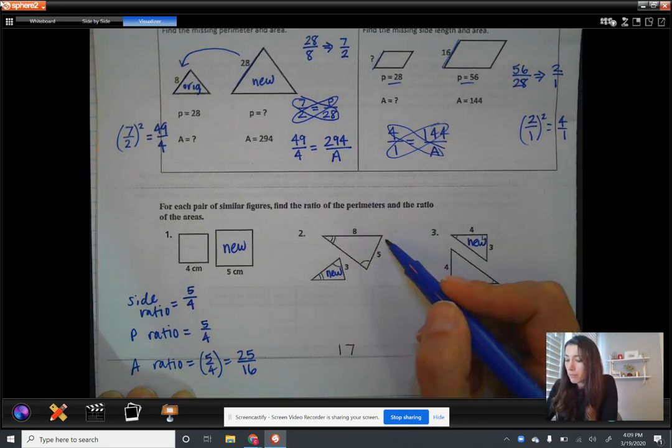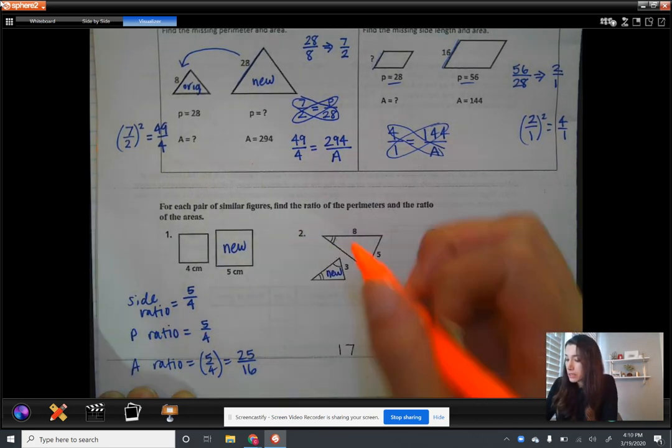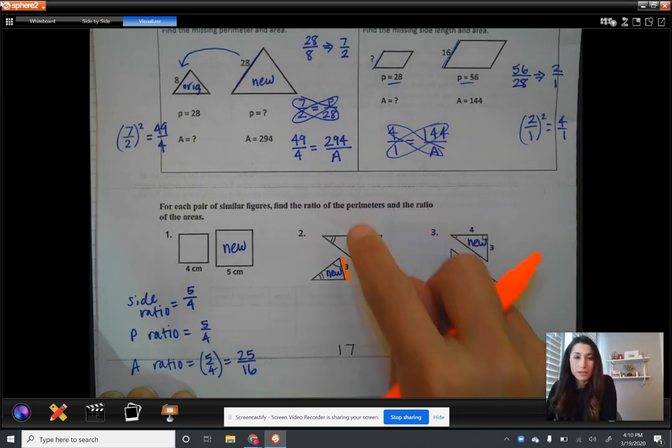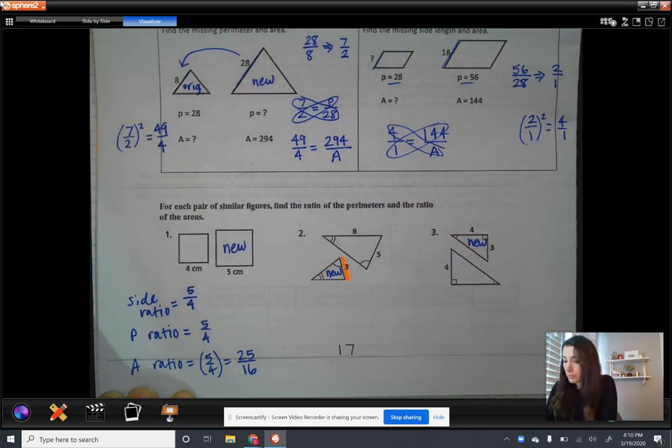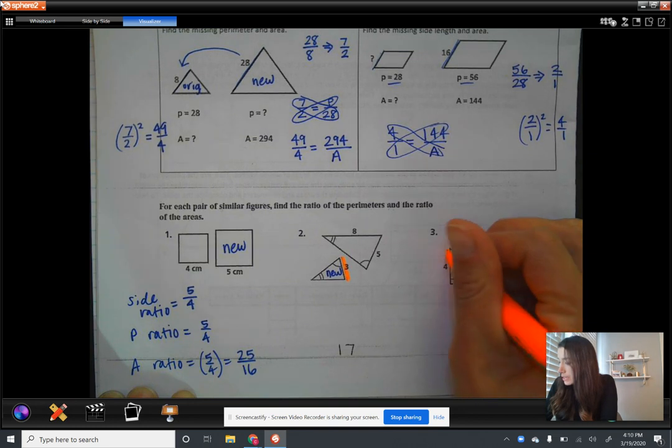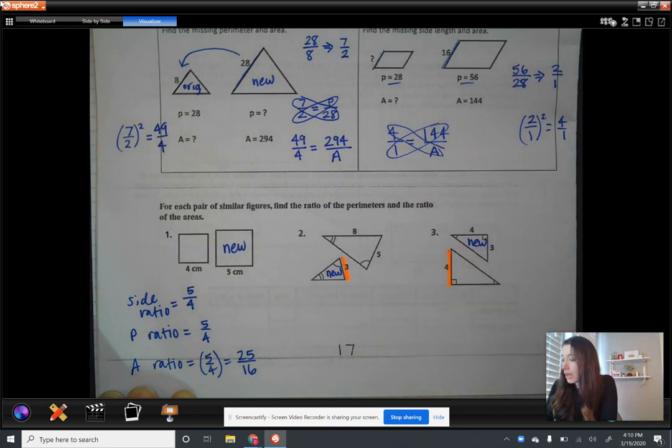You have some extra information. So we just need to know what side does 3 match up with in this diagram. Is it the 8 or the 5? And then similar over here, what side does the 4 match up with? Does it match up with the 3 or the 4 if you were to maybe rotate it around? Okay.